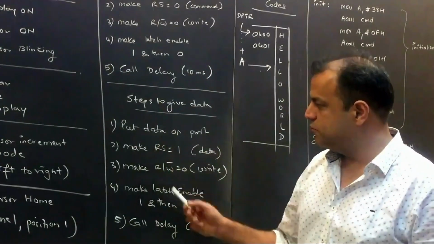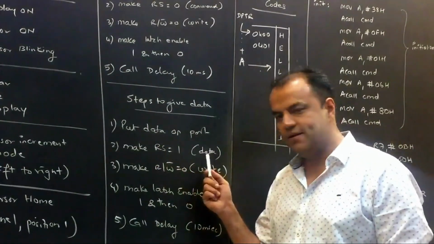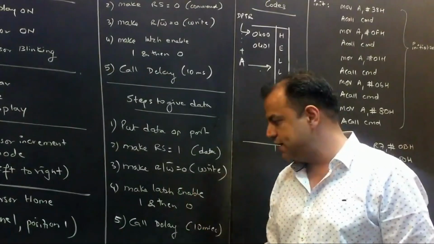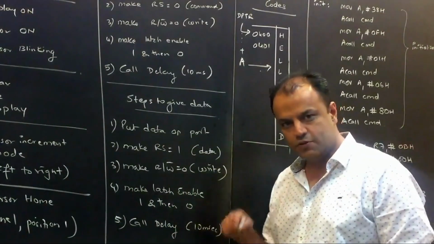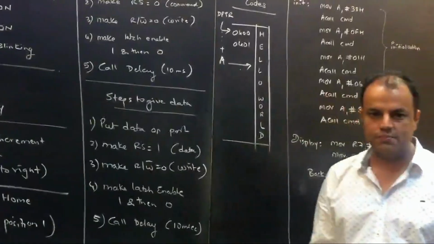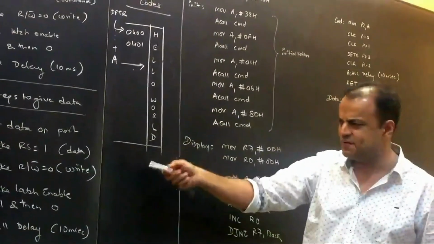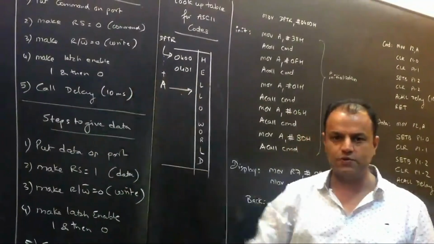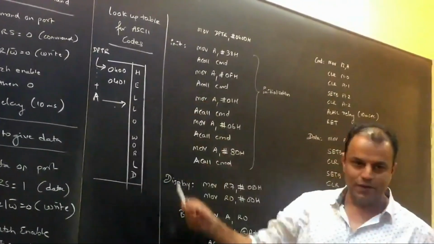Put data on the port. The only difference is now make RS 1 to indicate that it is data. Make RW 0 to indicate that you are writing. Make latch enable 1 and 0 so that it latches, and keep a small delay of 10 milliseconds. It's exactly the same except for RS being 1 and RS being 0. That's the only difference. Now, keep a lookup table.